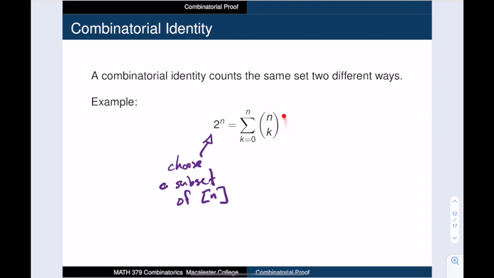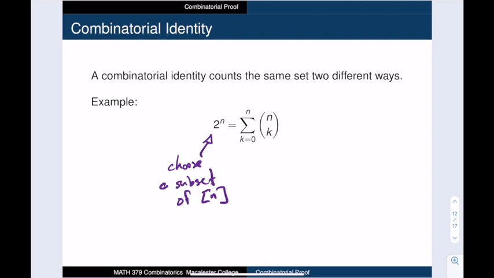We have an n choose k, so somebody is picking a k set, but we also have a summation indexed by k, and k goes from 0 to n. So we are considering many different possible values for k, and k is the size of our subset. Now I hope that you can see that the right-hand side is also counting all the possible subsets of n. And now we're ready to write a rigorous proof.